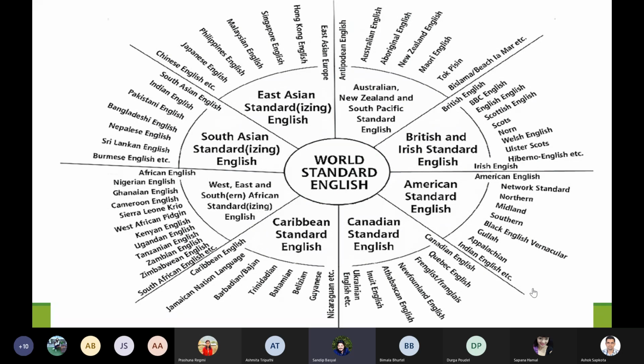South Asian standardizing English. British and... Well, in which context do we refer to British English? Now look at where we are. South Asian Standard English. We have South Asian English: Indian English, Pakistani English, Bangladeshi English, Nepalese English, Sri Lankan English, Burmese English, and more. Likewise, this diagram gives you a glance at world standard English. That is why today we normally do not say the English language, but we talk about world Englishes. Let us move further.